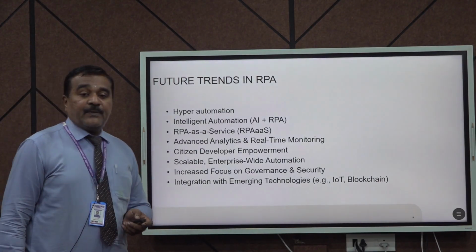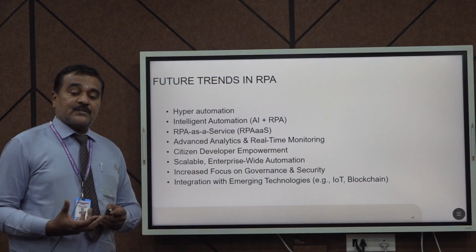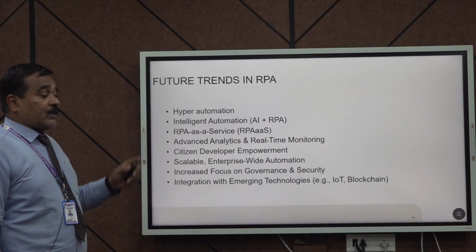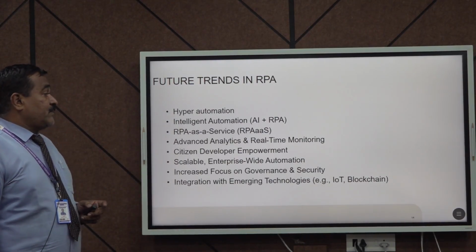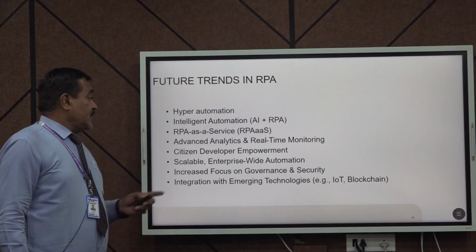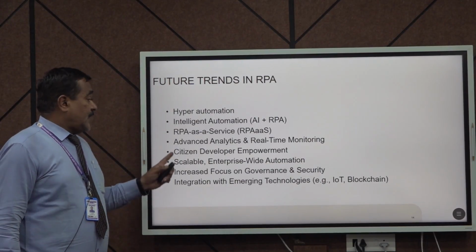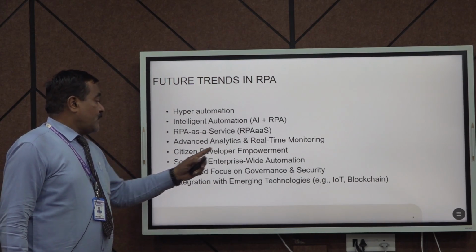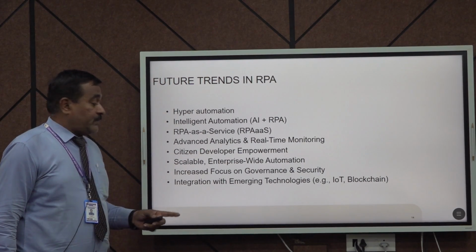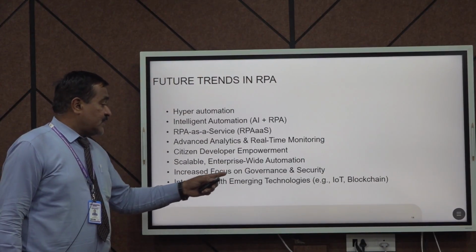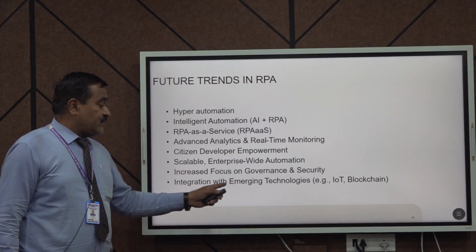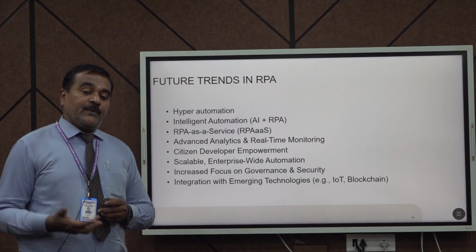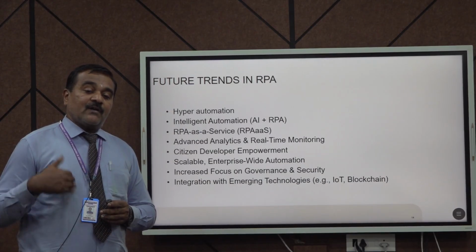Now for future trends in RPA: what emerging technologies are involved in future RPA? There will be hyperautomation, then intelligent automation, that is AI and RPA, RPA-as-a-Service, advanced analytics and real-time monitoring, citizen developer improvement, scalable enterprise-wide automation, and increased focus on governance and security. Next is integration with emerging technologies. These are the major advancements in developing RPA connections, especially for the next level of industry revolution.